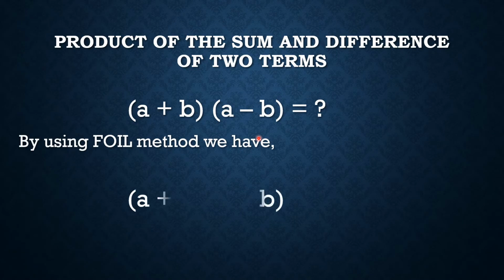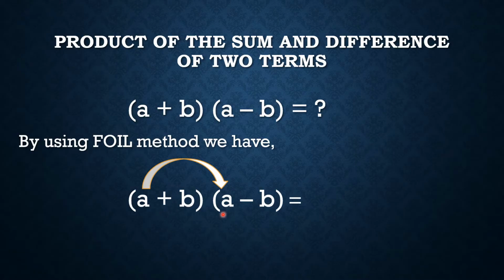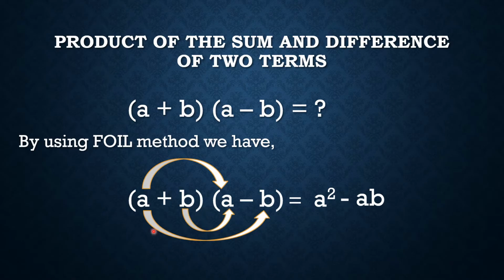By using FOIL method, we have this. So we multiply the first terms, a times a, and that gives us a squared. Then the outer terms, a and b. So a times, in this case, negative b, we have negative ab. The inner terms, we have b and a. So b times a is positive ab. Then the last terms, b times negative b is equal to negative b squared.